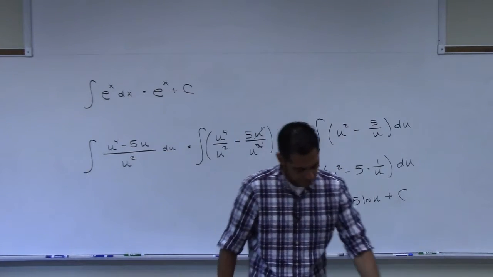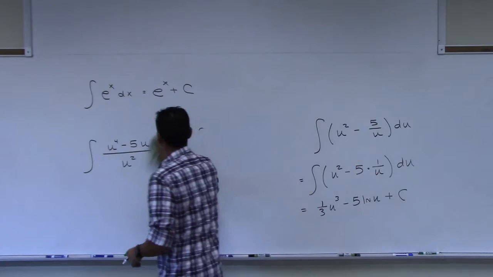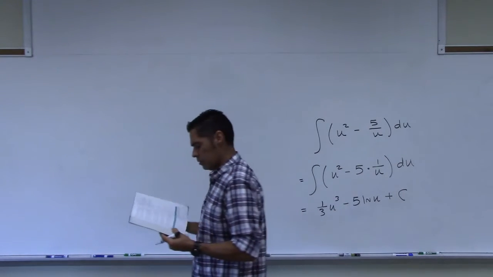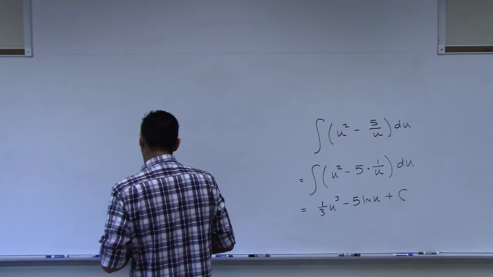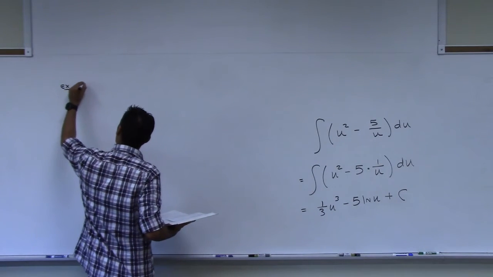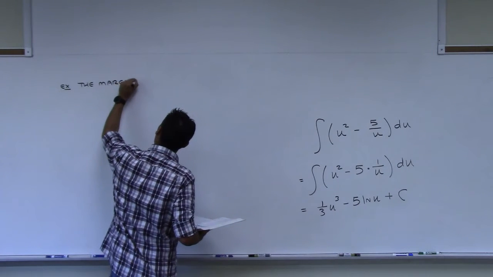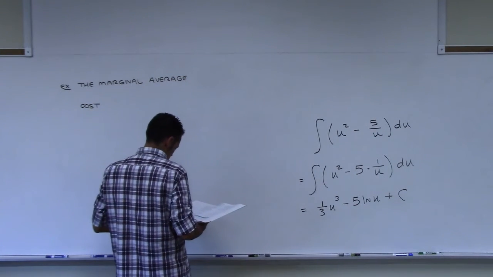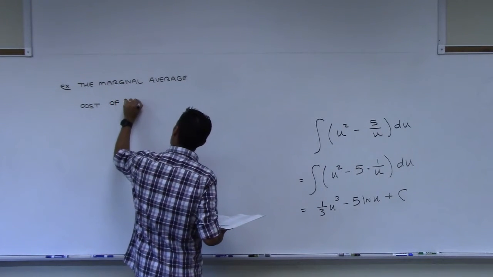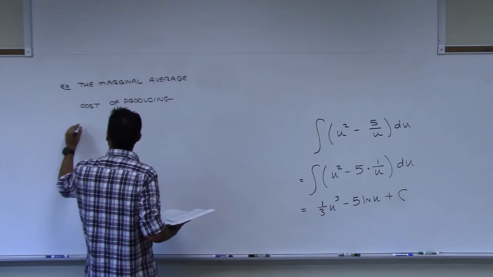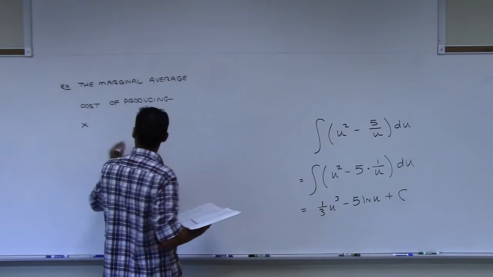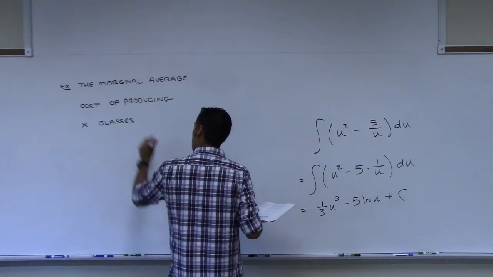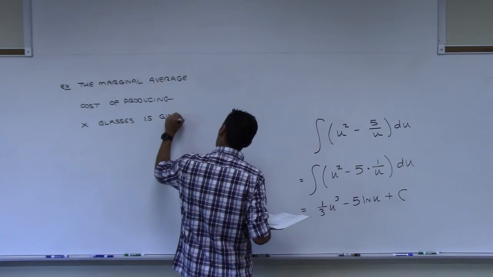We're going to do a word problem now. So let's say that the marginal average cost of producing x glasses, thinking like sunglasses, okay, is given by this function.